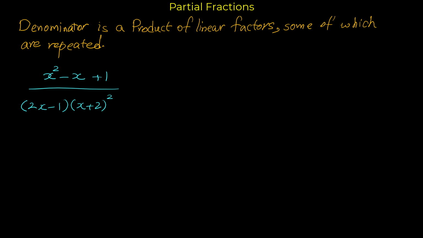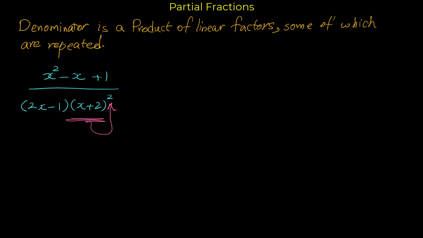When we look at the denominator of this rational function, we can see that we have 2x minus 1, which is a linear factor, times x plus 2, which is again a linear factor, but it is raised to the power of 2. And this is new. In the previous videos, we haven't seen something like this. We had linear factors, but all the linear factors were to the power of 1. But here we have a linear factor whose power is 2. It can be 3 or more.